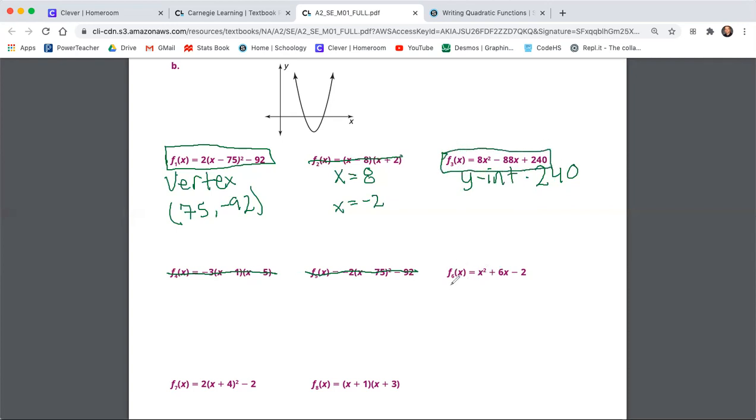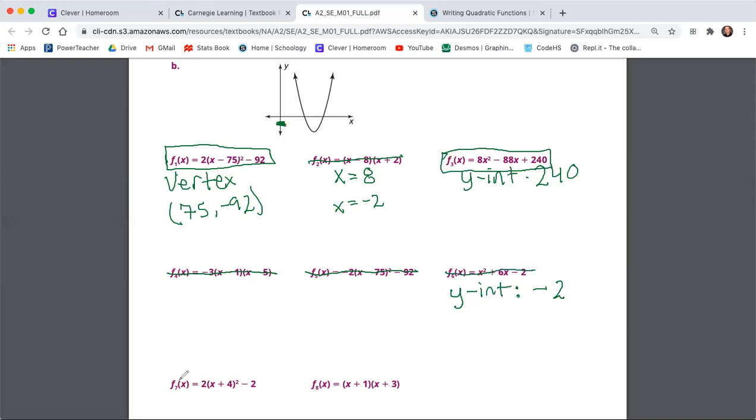Now this one in standard form, it's saying that the y-intercept, just given by this number on the end, is at negative 2. It's saying we're going to cross somewhere down here. That is certainly not true. We know the y-intercept is going to be a positive value. It's going to cross somewhere in the positive range, so that cannot be our function rule.